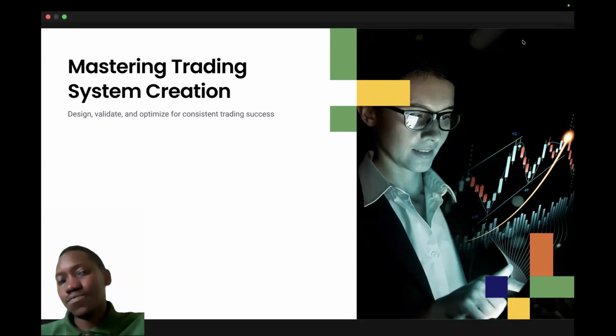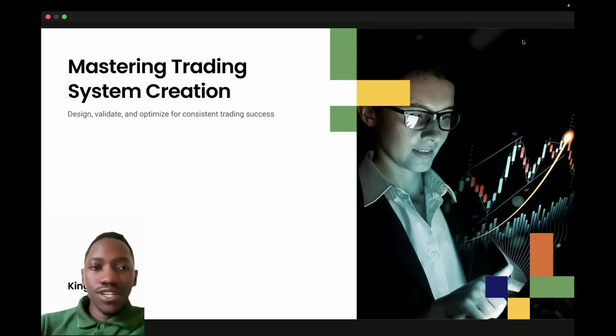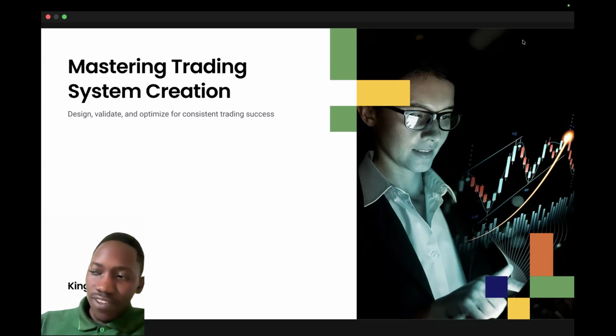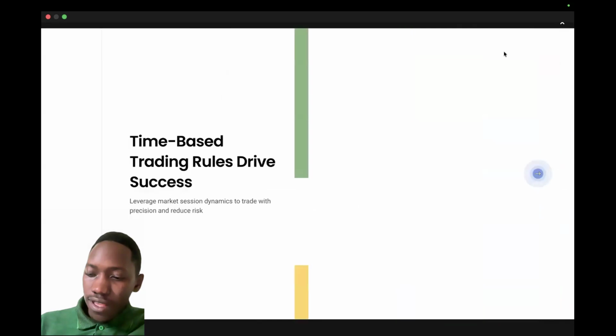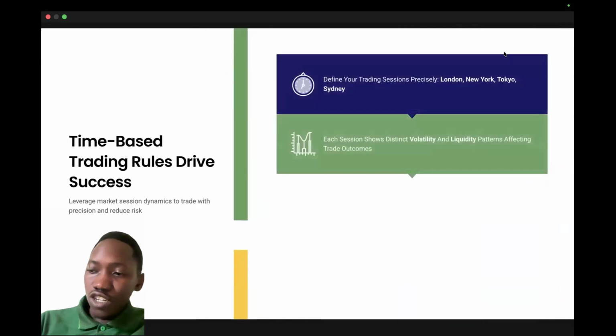So number one, mastering trading. You have to design the system, you have to validate the system, you have to optimize the system, and then you consistently have trading success. But what do we mean? Designing the system are those first phases I've told you that we have gone through. So we are now at the point where someone now has to create rules.